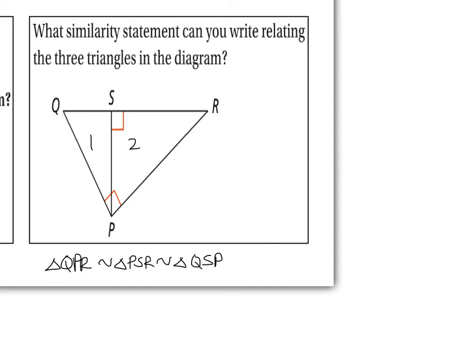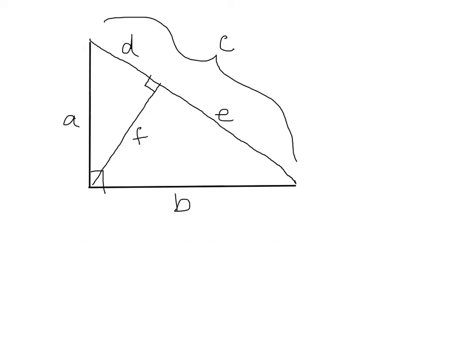Okay. So this is what they're going to ask you to do to start. They're going to ask you to write similarity statements relating the three triangles in the diagram. So you have to just essentially state that the three triangles are similar. Now you'll notice in your notes, on the next page, you have the corollary to theorem 7.3, corollary 2 to theorem 7.3.